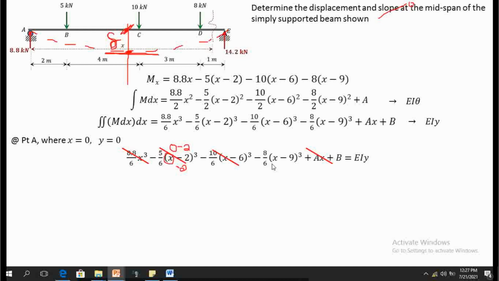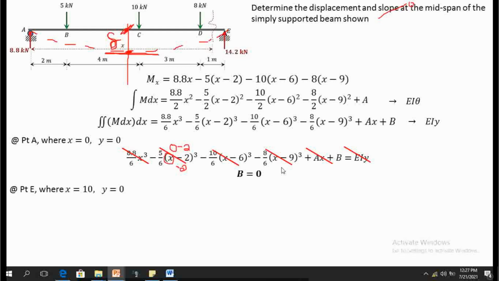Ito, 8 over 6 (x minus 9). Kapag si x pinalitan ko ng 0, 0 minus 9 is a negative value. So, ignore that again. Okay? Then, since y now is 0, my b is equal to 0. Next, pipili ako ulit ng point kung saan magiging 0 pa si y.